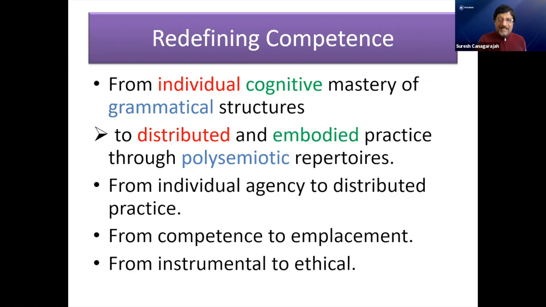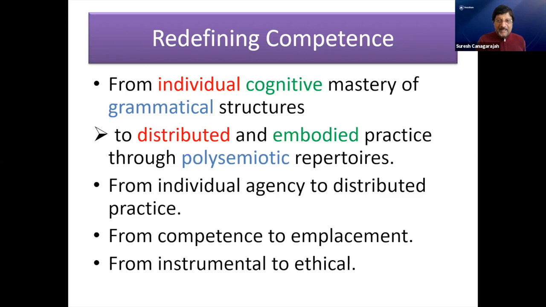So we need to move to think of competence as distributed, something that happens between people, between semiotic repertoires, and that they are all embodied: the space, the body, and objects all work together. And we have to think about repertoires not just as linguistic ones, but polysemiotic.